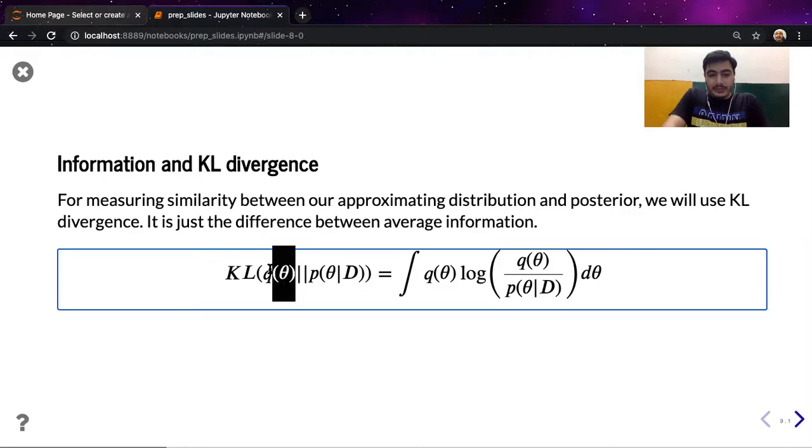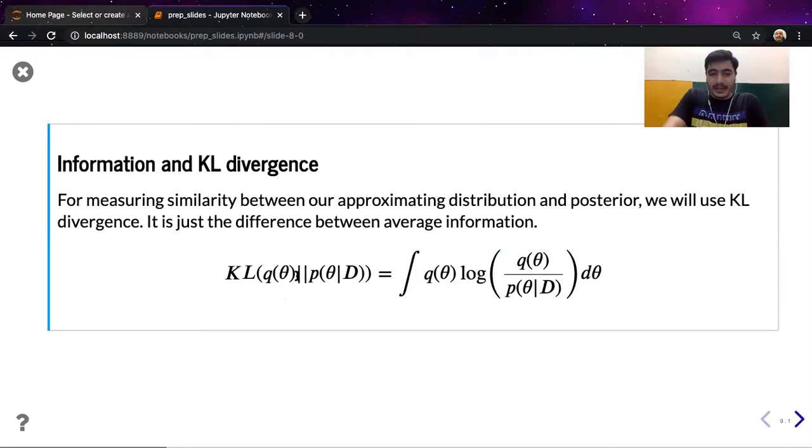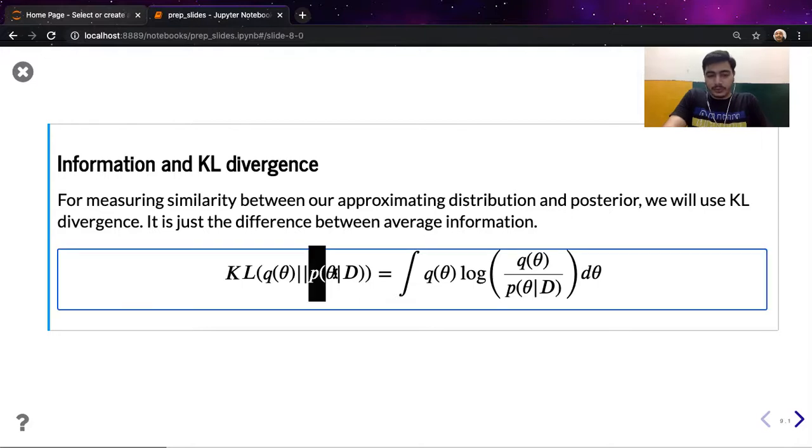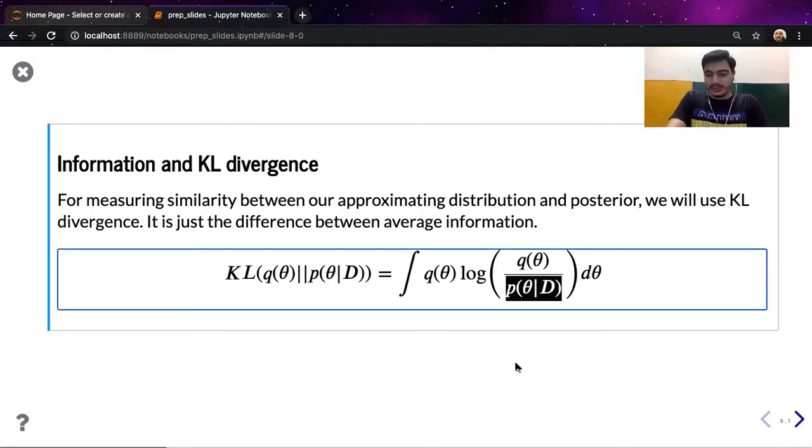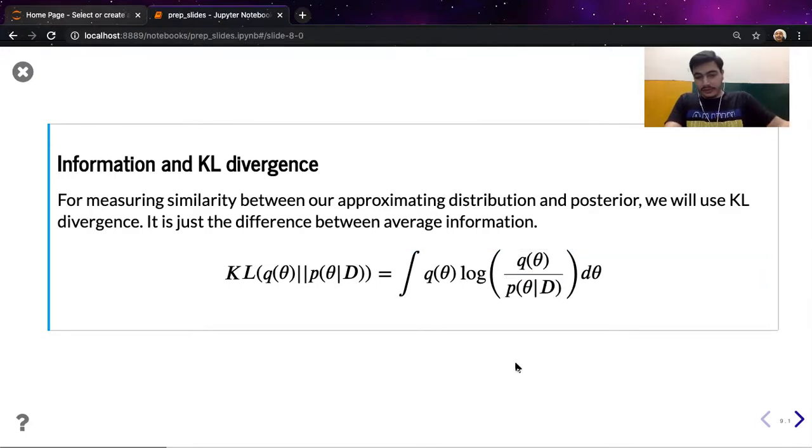So we do need to make our approximating distribution Q close to the posterior. That's why we are aiming at minimizing the KL divergence, or the so-called distance between the two distributions, so that they get close enough. The KL divergence can be written in terms of the posterior and the approximating distribution. Since we are aiming at minimizing the KL divergence, we cannot do so directly because it still involves the posterior term. How are we going to resolve it?